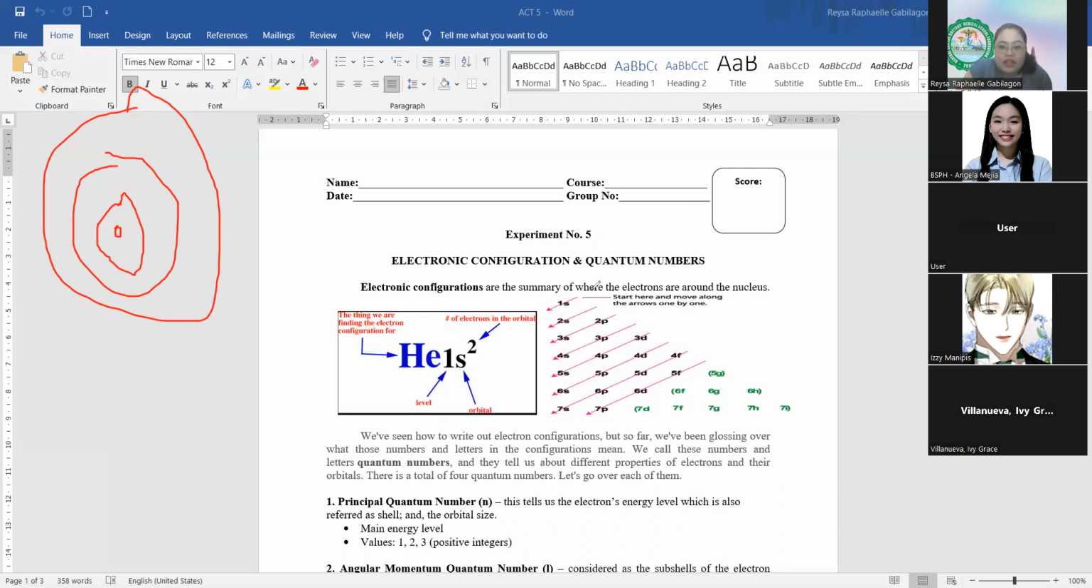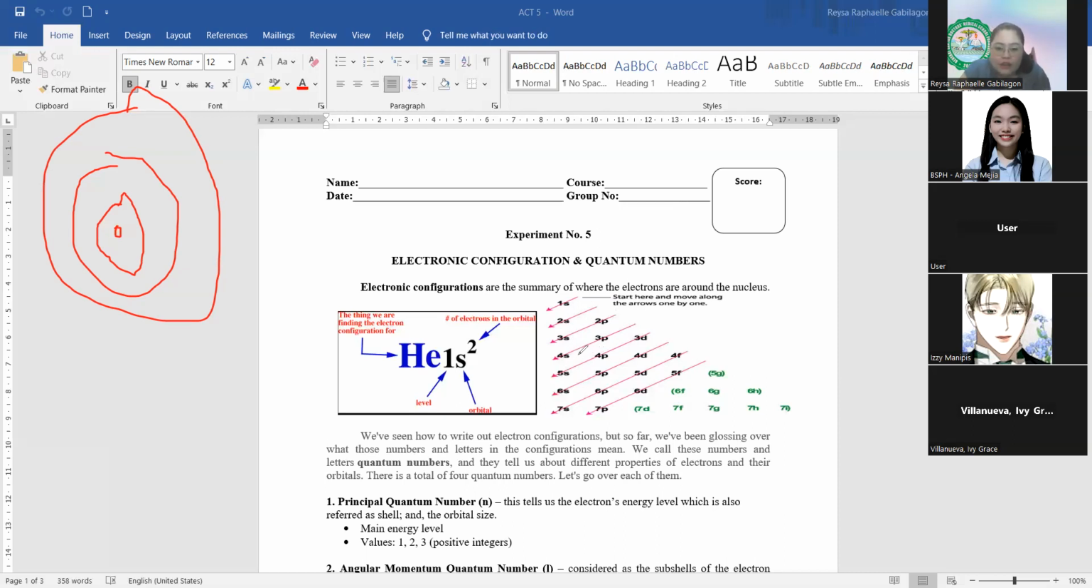Tapos lagyan nyo lang siya ng arrow para you will know the sequence kung ano yung una. So start with 1S. Tapos 2S. And then follow the arrow. So 2P muna before the 3S. Tapos 3P, 4S, 3D, 4P, 5S. Ganun yung kaniyang sequence. Okay?